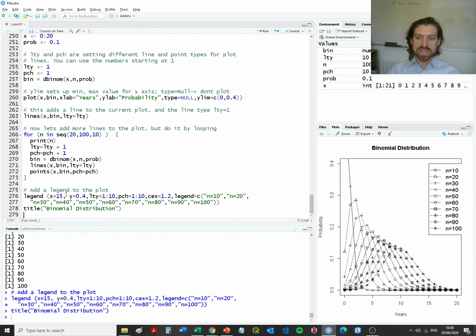We can add a legend to that and a title. So now you're able to understand the binomial distribution for different parameter values, so where we change the n value. Okay.